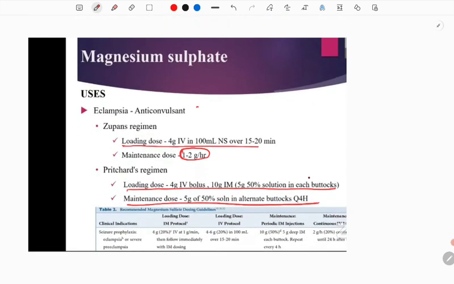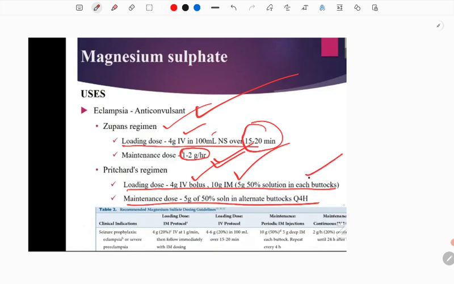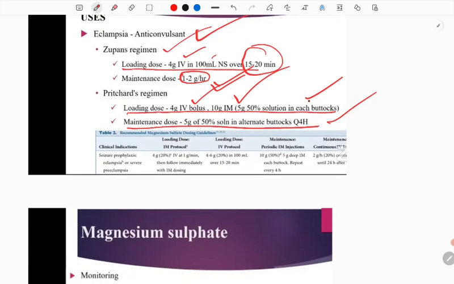In eclampsia, you can give it as an anticonvulsant. Zuspan regimen: loading dose is 4 gram IV in 100 ml over 15 to 20 minutes, followed by 1 to 2 gram per hour infusion. Pritchard regimen: 4 gram IV bolus, then 10 gram IM, 5 gram in each buttock. Then maintenance dose 5 gram of 50% solution in alternate buttock every 4 hours.